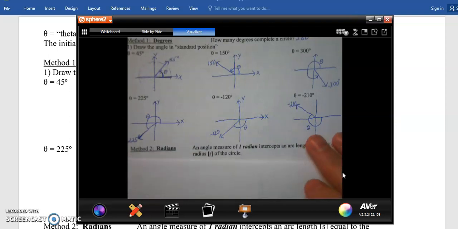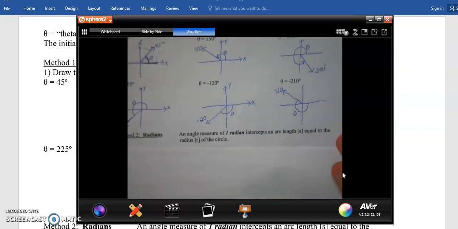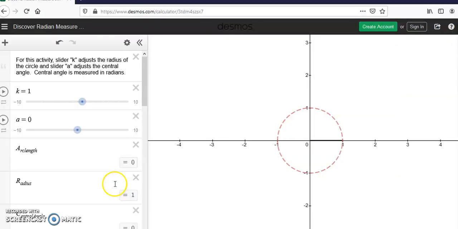The second way to measure angles is with radians. What a radian is: an angle measure of 1 radian intercepts an arc length s equal to the radius of the circle. Here's an applet from Desmos to show you the idea of a radian. It's not real easy to get right off the bat.